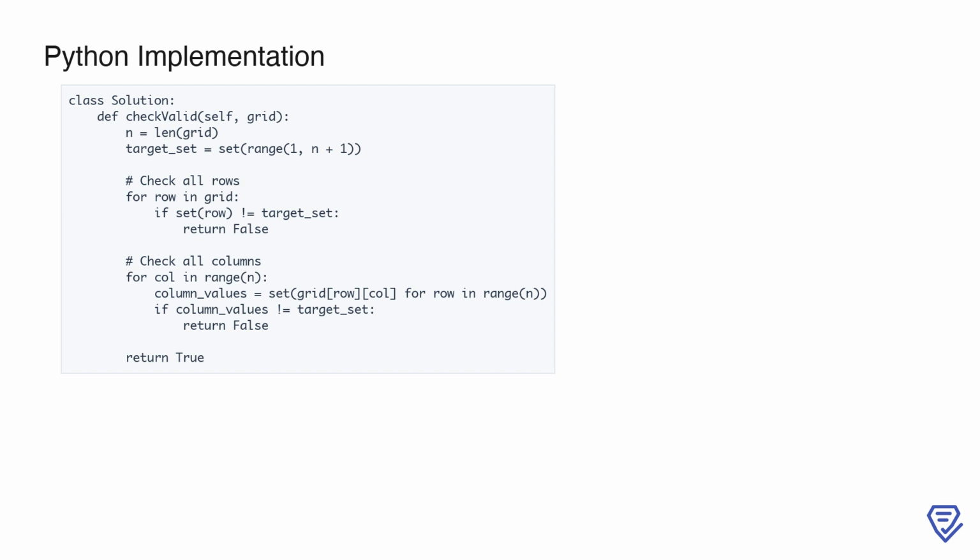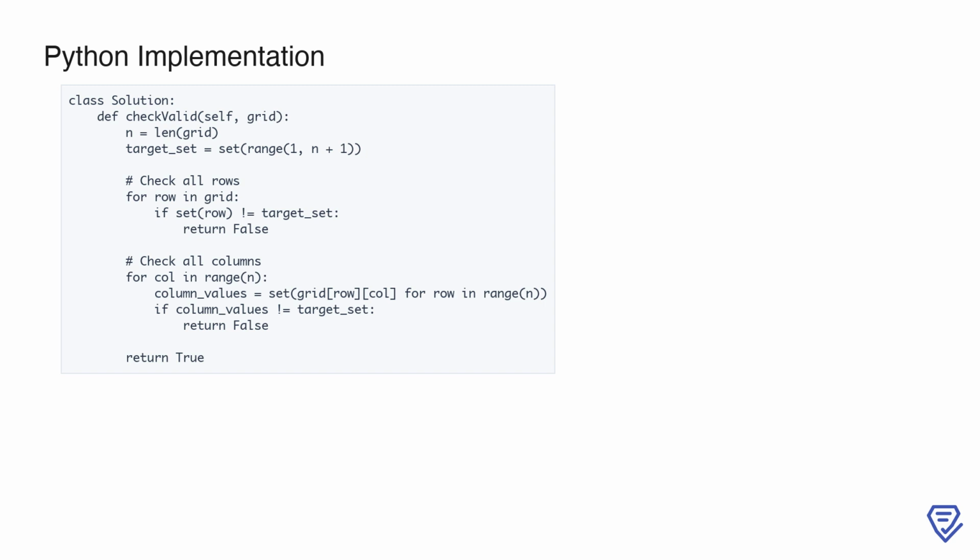Let's break it down. 1. Extract the grid size. The variable n is set to the length of the grid, representing the number of rows and columns since the grid is square. 2. Define target set. The target_set is defined as the set of integers from 1 to n. This set represents the expected values that each row and column must contain.